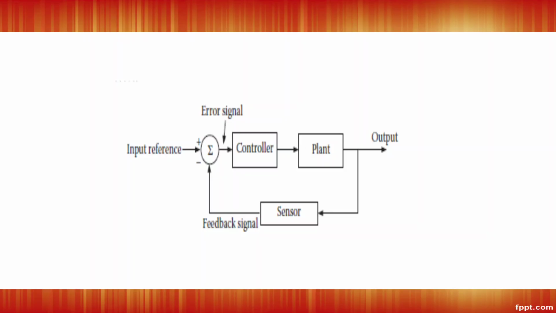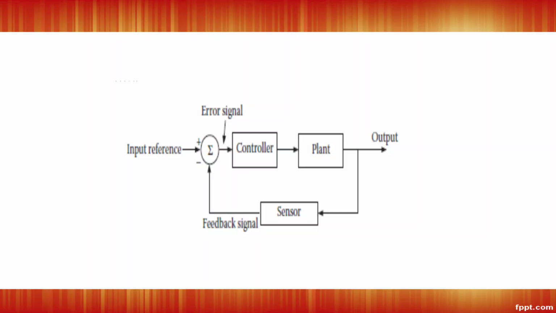Next is the plant. It may be a motor, a robot arm, like that. And we have sensors converting one form of signal into another form. We have to use a certain type of sensor, and we have feedback signals and output. So those are the basic components used in a control system.